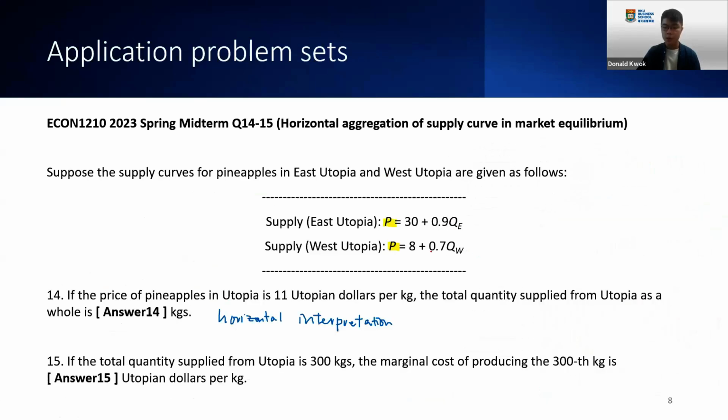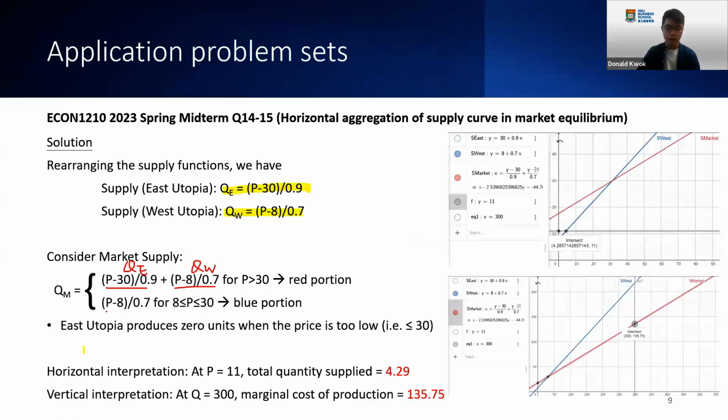However, when the price is lower than 30, in particular between $8 and $30, then only West Utopia is supplying positive units, but not East Utopia. And this is why, when the price is between 8 and 30, we only take into account the individual supply of West Utopia in the market supply curve.